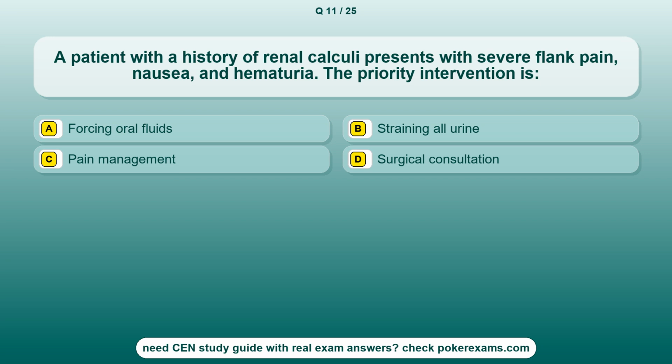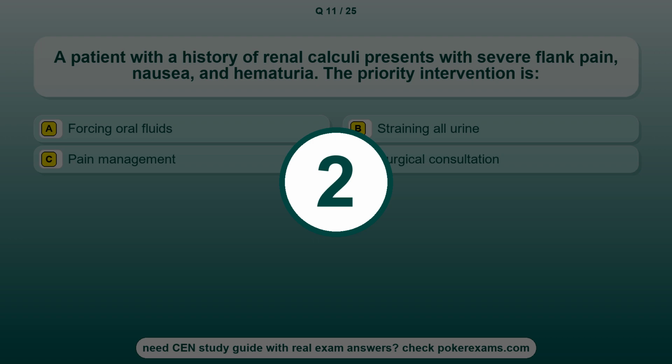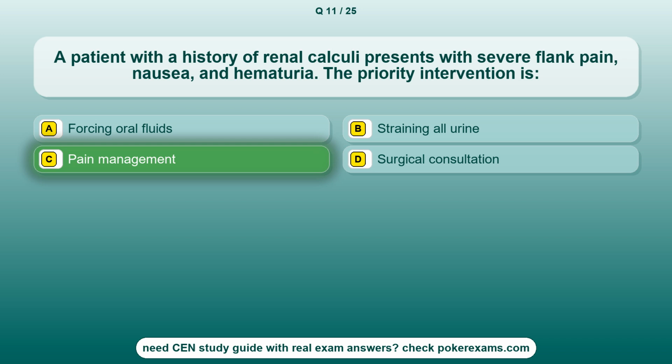Question 11. A patient with a history of renal calculi presents with severe flank pain, nausea, and hematuria. The priority intervention is: Option A, forcing oral fluids. Option B, straining all urine. Option C, pain management. Option D, surgical consultation. The correct answer is option C, pain management.